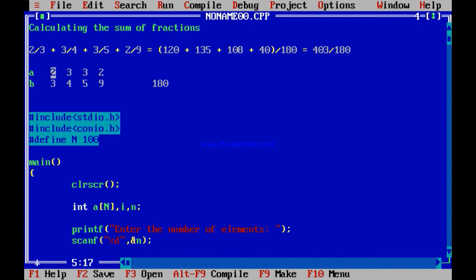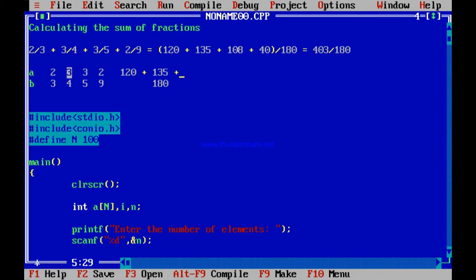60 into 2 is 120. So you understand how? I have divided 180 by B0, 180 by 3 is 60, and multiplied it by A0, so it becomes 120. Then I will add this 120 with what? I will again divide 180 by B1 and then multiply it by A1. 180 by B1 is 45, into 3 is 135. So I will multiply it by A1 and make it 135 and add.